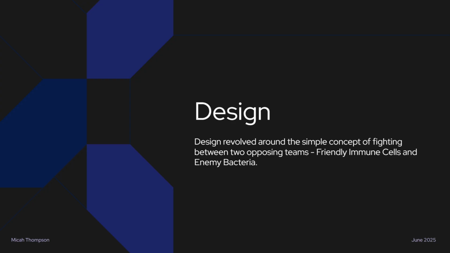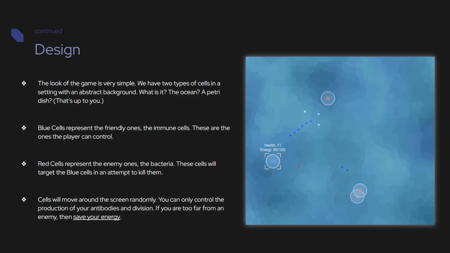Design revolved around the simple concept of fighting between two opposing teams, friendly immune cells and enemy bacteria. The look of the game is very simple. We have two types of cells in a setting with an abstract background. Well, what is this background? Is it the ocean? Is it a petri dish? Well, that's kind of up to you. Blue cells represent the friendly ones, the immune cells, and these are the ones that the player can control. Red cells represent the enemy cells, the bacteria. These cells will target the blue cells in an attempt to kill them.